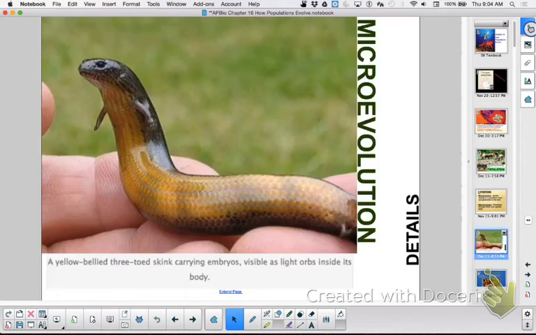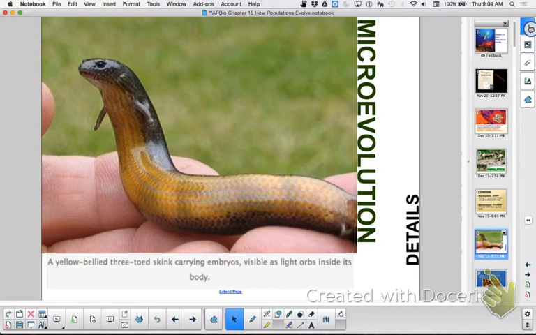So let's look at some microevolution that could very well lend itself to macroevolution. This is a yellow-bellied three-toed skink. In higher elevations where it's colder, some of these skinks are starting to give live birth. They're not laying eggs, they're holding the developing embryos in until it's time to give birth. Why would that be an advantageous adaptation? Yes? The cold might kill the egg. Yeah, it's more protected. Wherever they go, the eggs are with them.